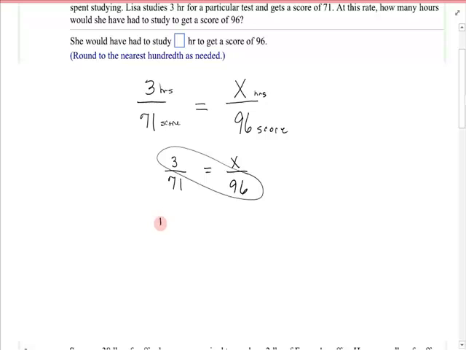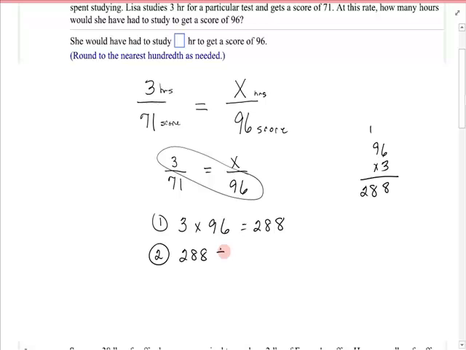I multiply, step 1, 3 times 96. Let's do that. 96 times 3, that's 18. Carry the 1, 27, 288. Step 2 is to take the 288 and divide it by the third number, which is 71. So 288 divided by 71. And I think it will go in there 8 times. 8 times 1 is 8. 8 times 7. Oh my goodness. What in the world was I thinking? It will not go in there that many times.